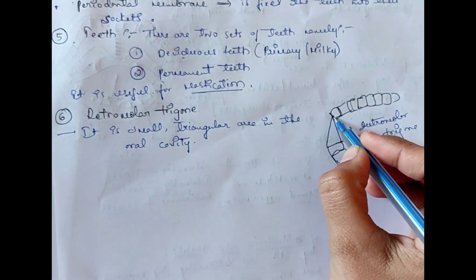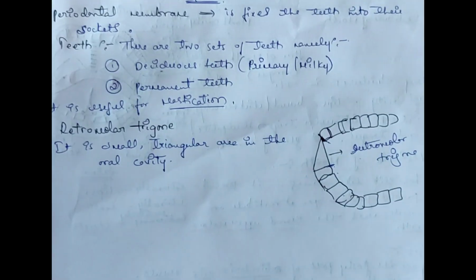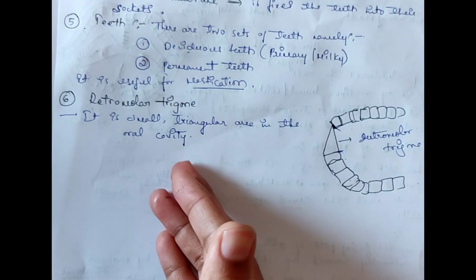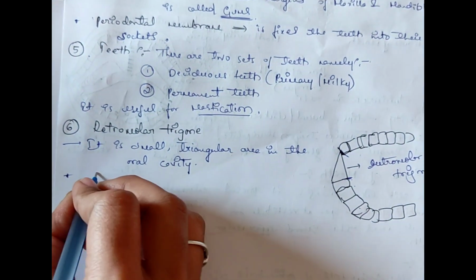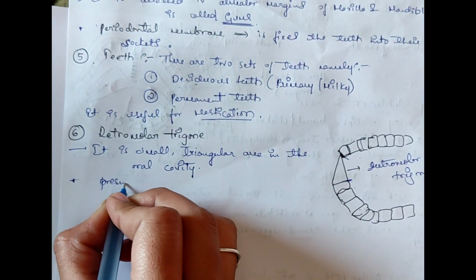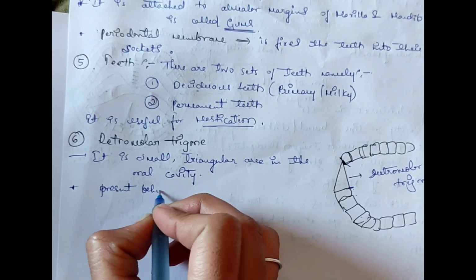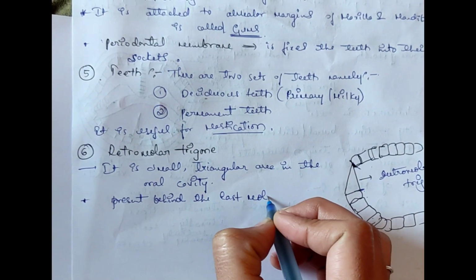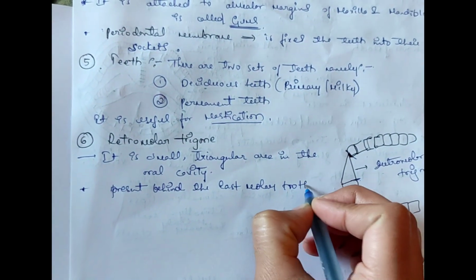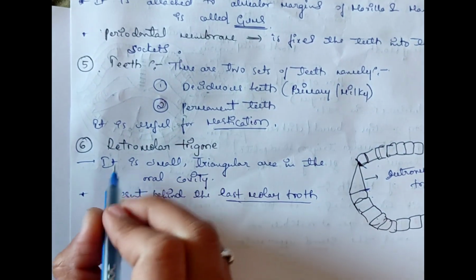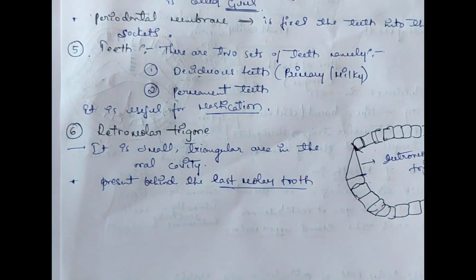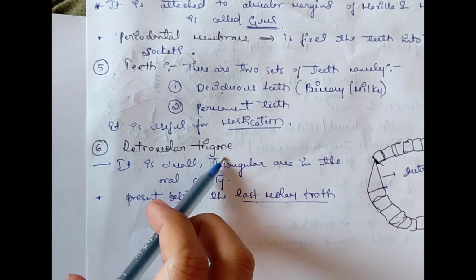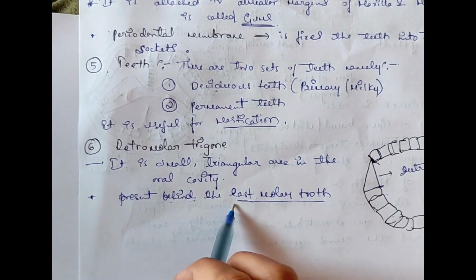Here we can see the last molar tooth. This trigone is present behind the last molar tooth, so it is called the retromolar trigone. Retro means behind, so the retromolar trigone is present behind the last molar.